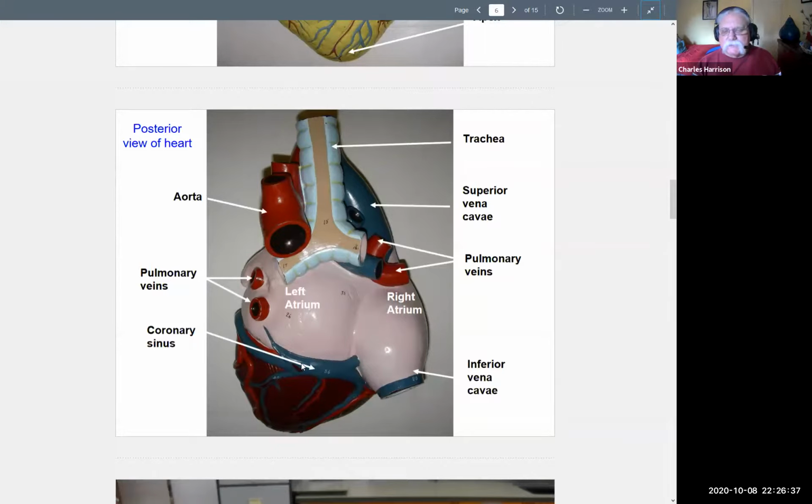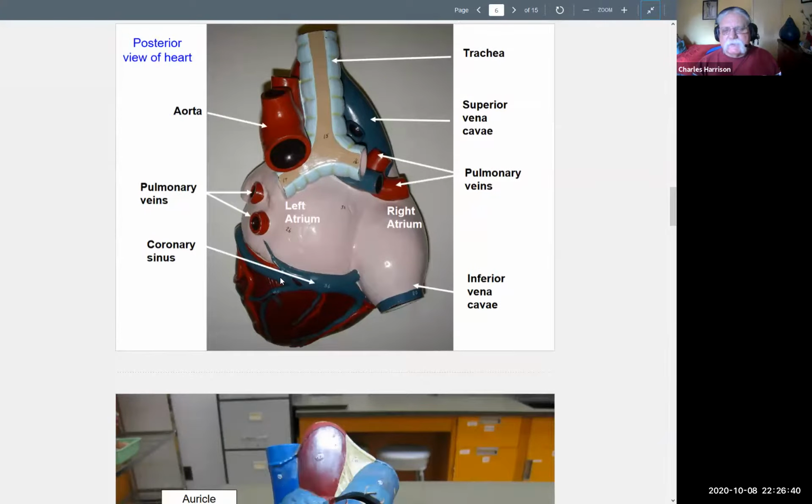Here's the coronary sinus. This is blood that is circulated to the heart. Now it's come back, deoxygenated, and it enters into the right atrium right there.